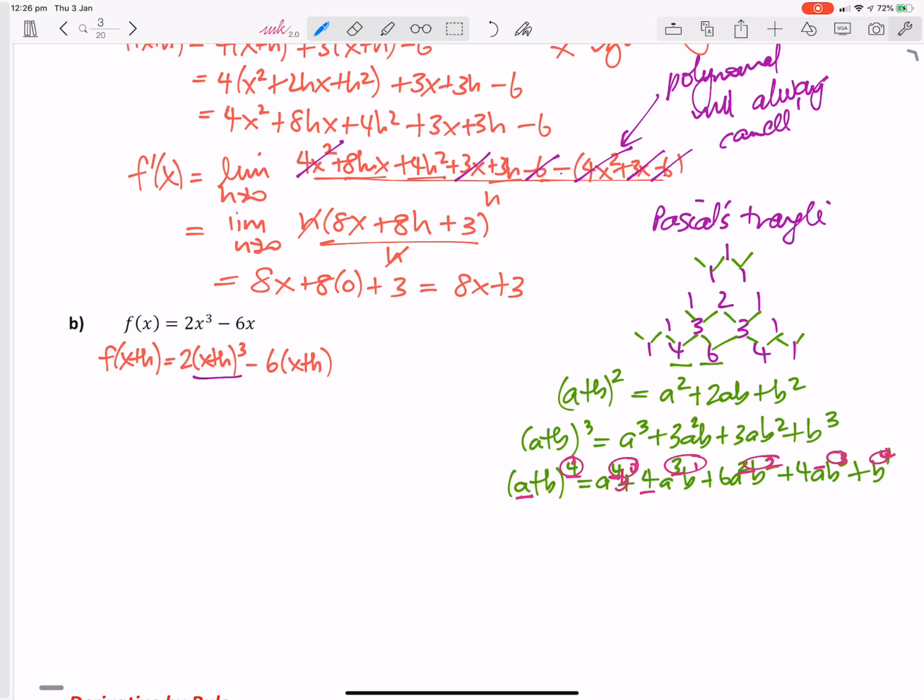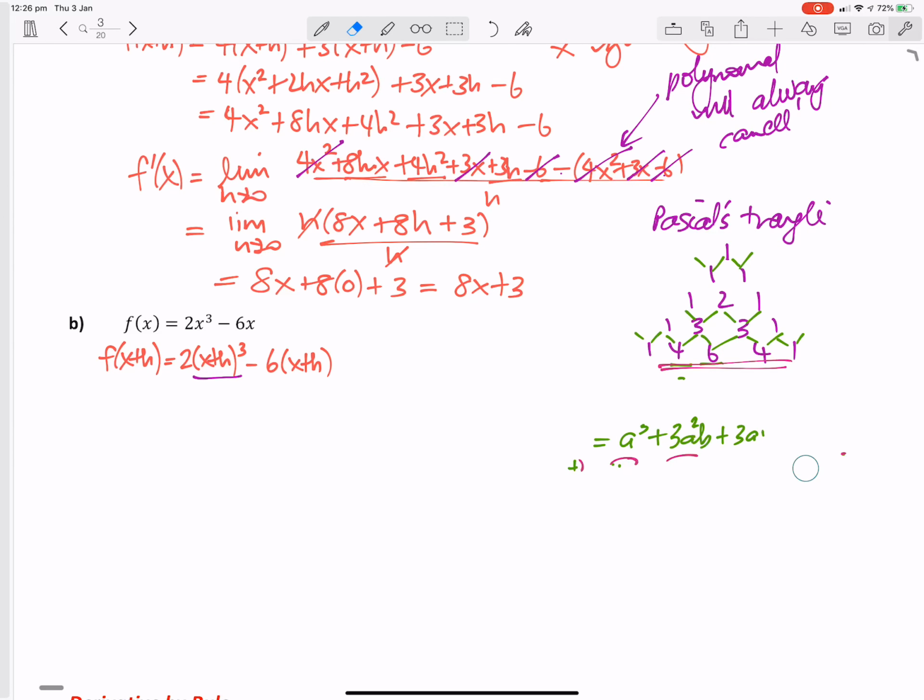And my coefficient is determined by Pascal's triangle. So, let's go through another one. If I had x plus 4 to the power of 5. So this is when it's squared, this is when it's cubed, this is when it's to the 4. So if we want to the 5, 1, 5, 10, 10, 5, 1. So I'll move this over here.